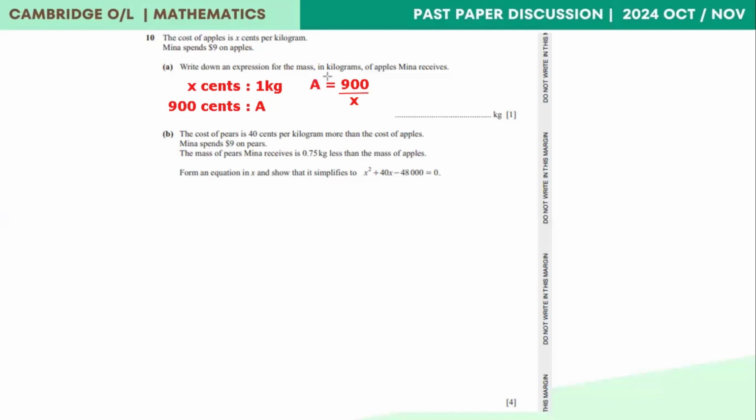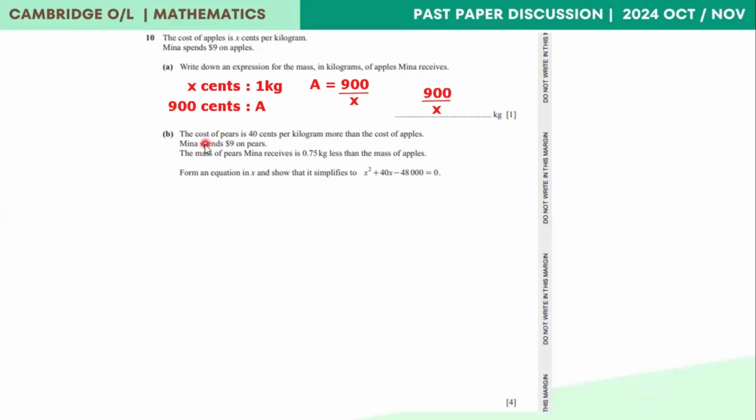So the mass in kilograms of apples Meena receives is 900 over x. Maybe I could have told this at once, but I just showed the working so that you can clearly understand it.